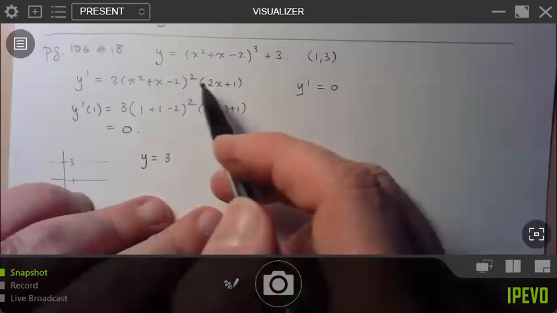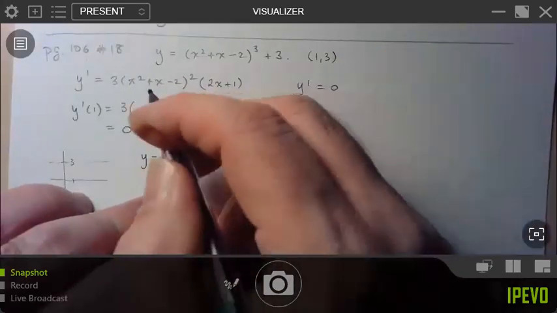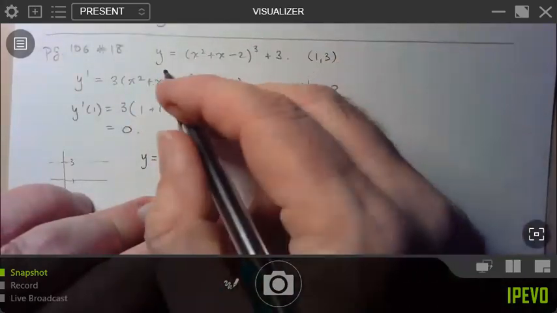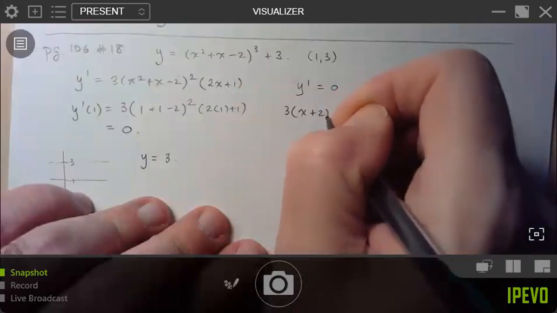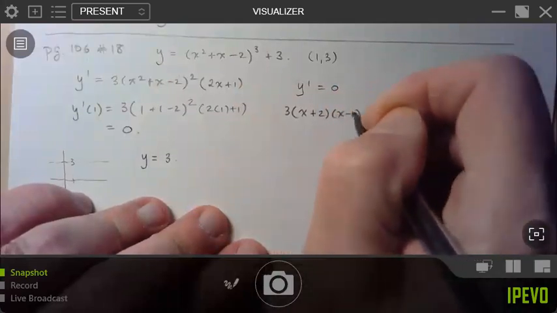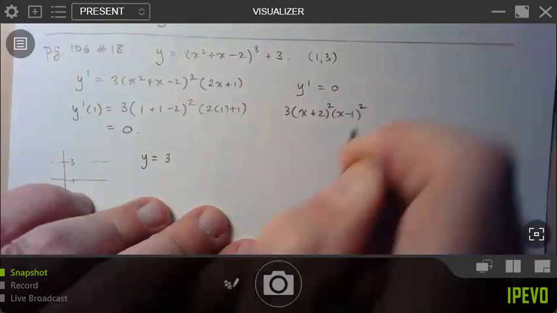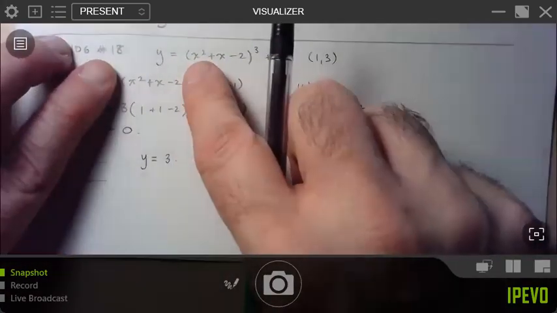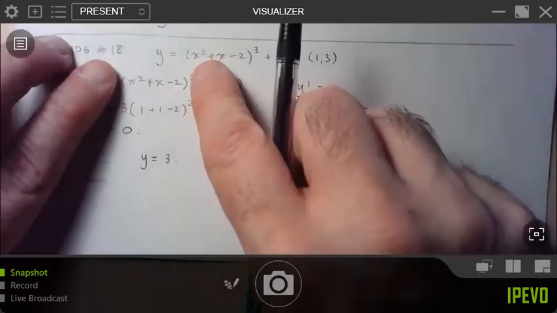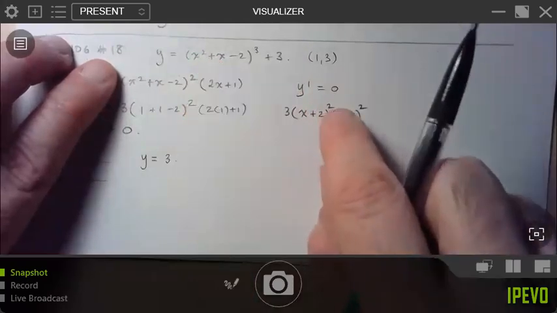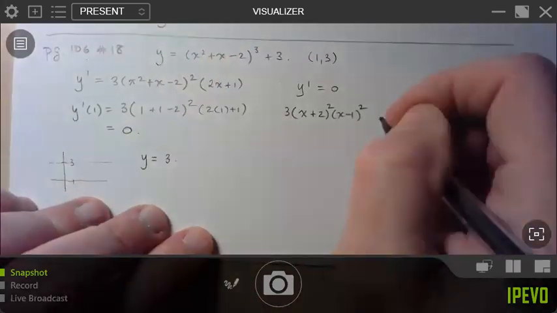Let's keep factoring. So I got 3 times, I guess, x plus 2 and x minus 1. And each one of them is squared because I factored it. It's x plus 2 and x minus 1, and then I'm squaring each of those. And then times the 2x plus 1.